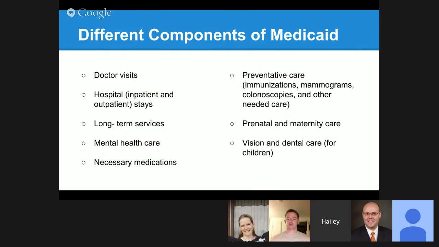And then there are some different components of Medicaid. These include doctor's visits, hospital care, which includes inpatient and outpatient stays, long-term services, mental health care, some necessary medications, preventative care like immunizations, mammograms, colonoscopies, and others, prenatal and maternity care, and then vision and dental care for children. And now I'm going to turn the time over to Josh.